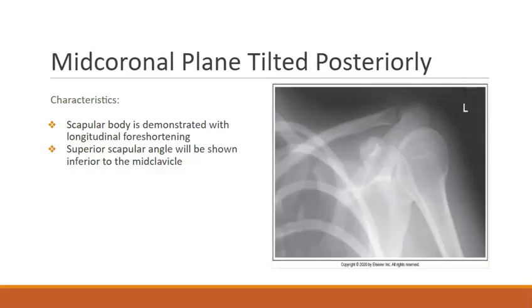When there is mid-coronal plane tilt posterior, where the patient is leaning posteriorly, again, you want to assess the scapular body positioning. In this case, the superior angle of the scapula will appear inferior to the mid-clavicle. Again, you would want to repeat this image in order to properly position for an AP projection of the shoulder.